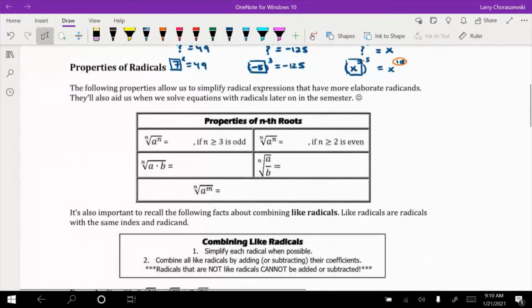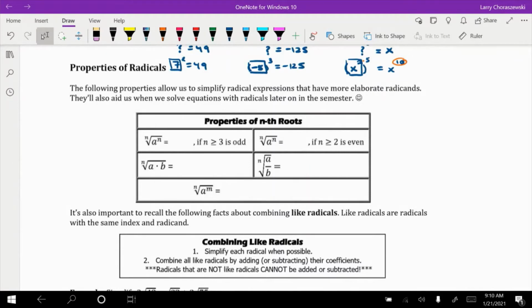So what I have next is a table with some properties of nth roots. First couple of properties essentially cancel out the radical and the power on the radicand. It says you can cancel that out if the index matches the power on the radicand. Then we have some properties involving some arithmetic inside the radical, namely multiplication and division. And then there's a little bit about what happens if the power on the radicand is different from the index. What can we do in that sort of scenario? And then we'll move on to talking about like radicals.